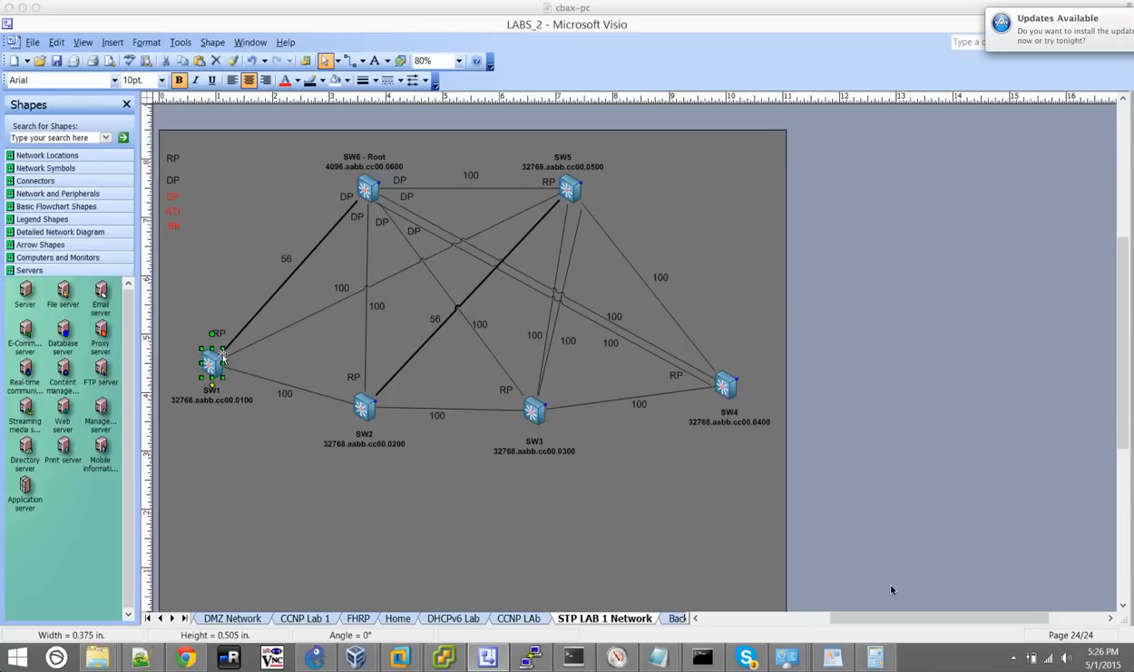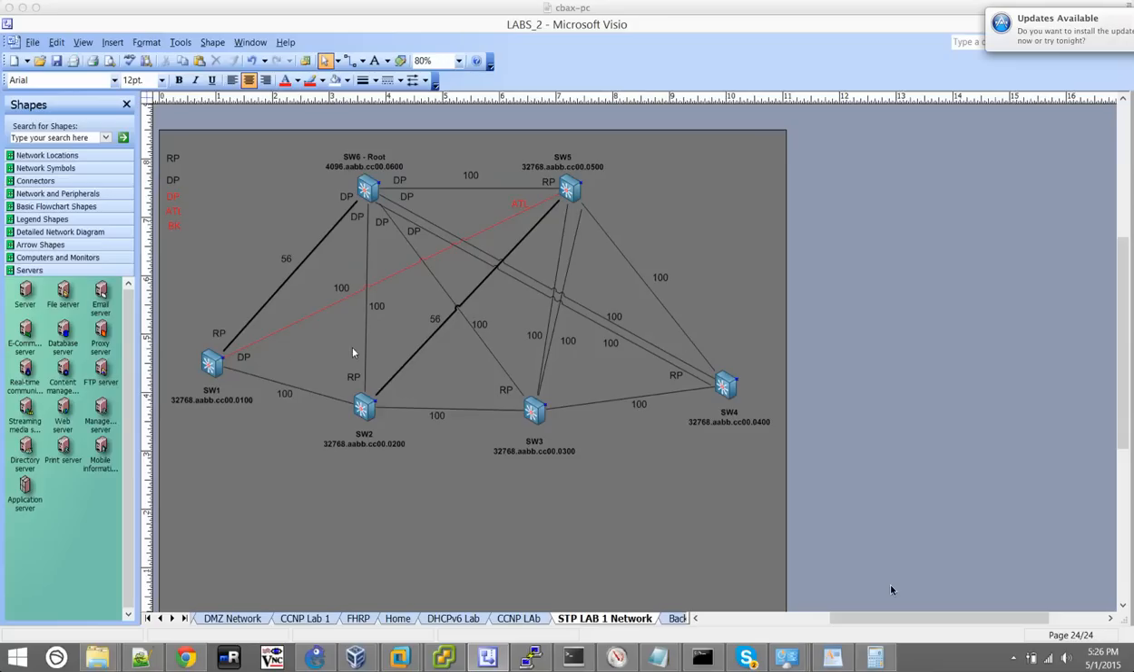Starting with switch 1 and the segment between switch 1 and switch 5, we determine who has the lowest cost to the root bridge. This one does because his cost is 56, his cost is 100. He's going to get the designated port, and switch 6 is going to get the alternate, and he will be blocked. No traffic for you. Switch 6, you are blocked. Perfect.